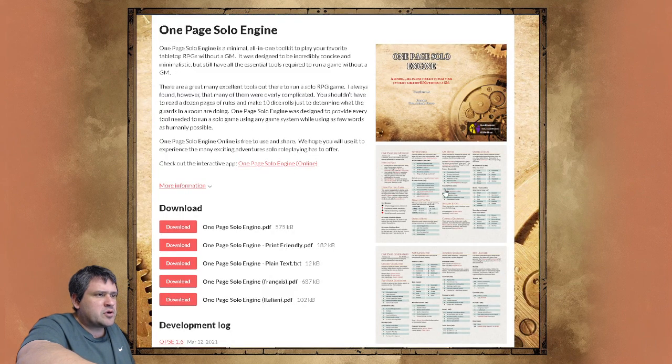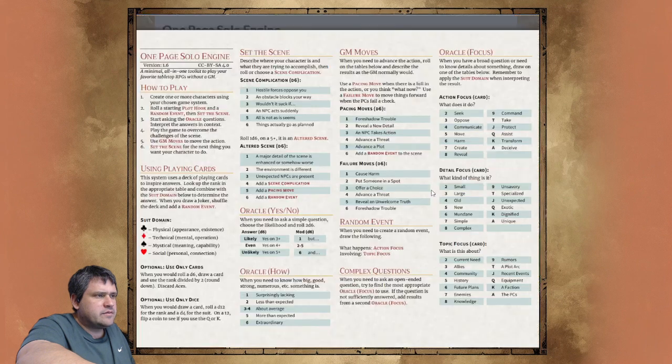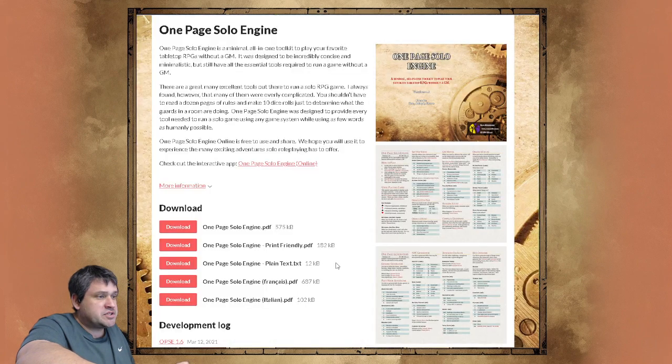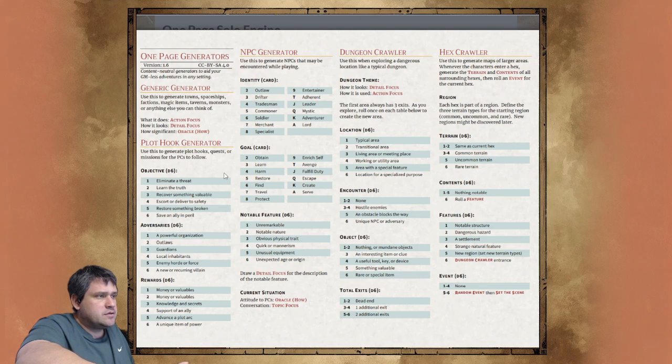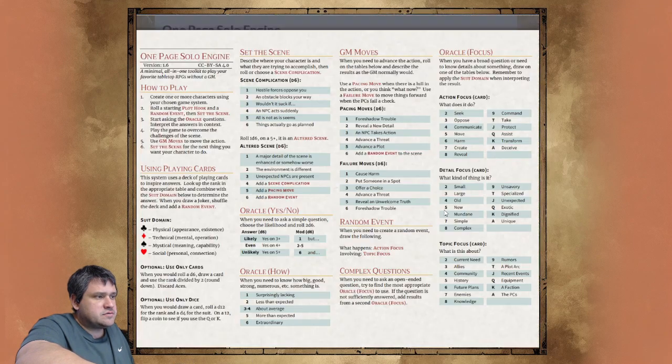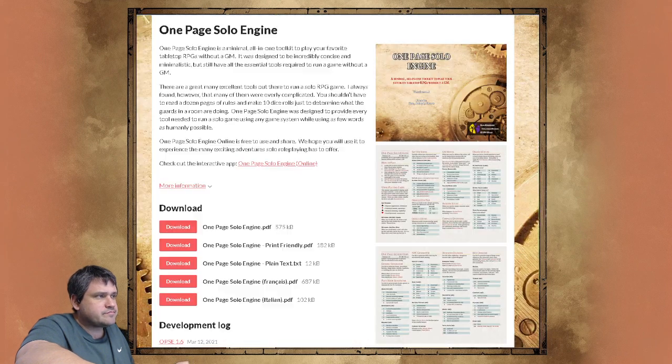Here's One Page Solo. This is what I was talking about from earlier. It's based on all of these, which use playing cards, which I don't use at all. And again, it's really intriguing.